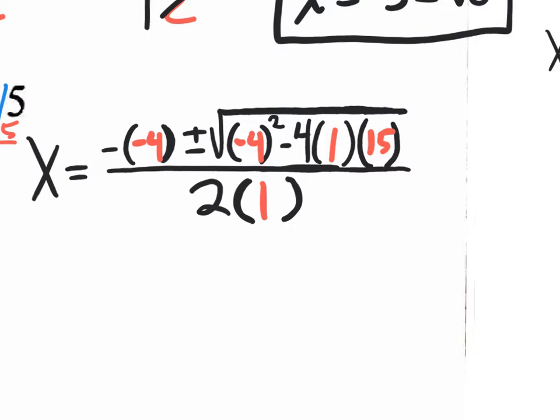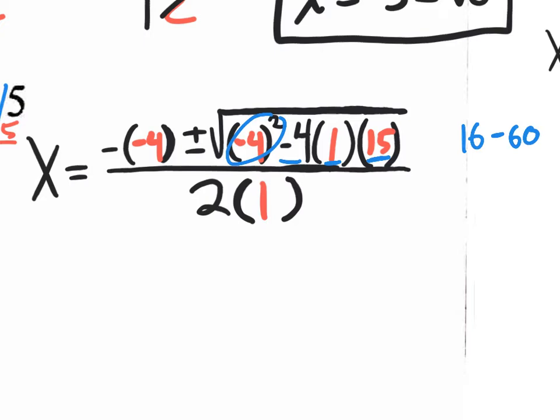Start with the inside of the square root. That's a positive 16. And then minus 4 times 1 is minus 4. Minus 4 times 15, that's negative 60. Isn't that right? So it's a negative 60. So inside the square root, my discriminant will actually be a negative 44. Perfect. So I really have a negative 44 as my discriminant.